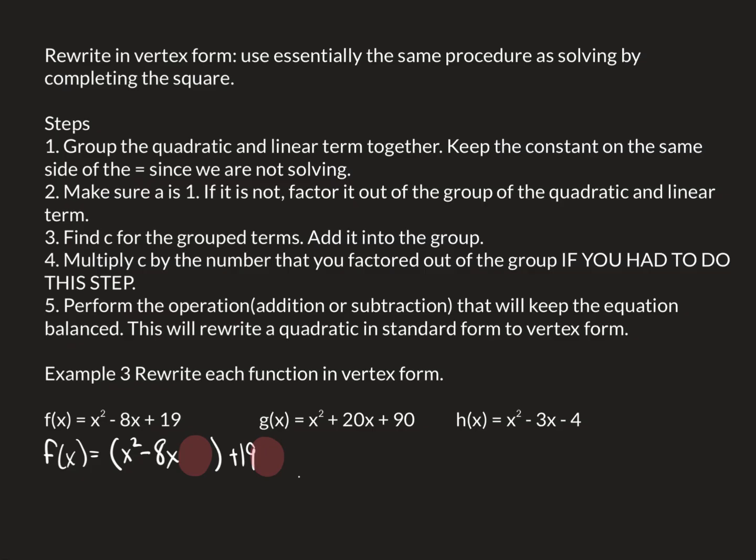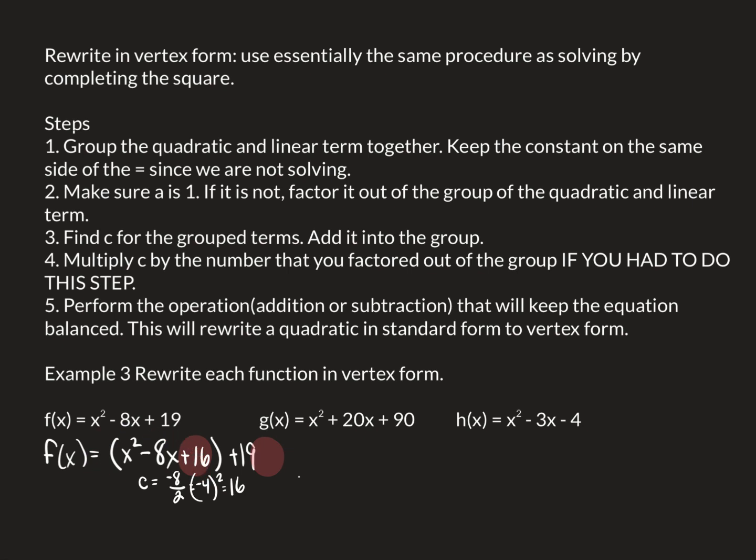Find c for the group terms, add it into the group. Okay, so c is going to be negative 8 divided by 2, b divided by 2, which is negative 4, and square it, which is positive 16. Add c inside the group. So I did that. Now, the next thing it says, multiply your c by the number on the outside if you have one. So 16 times 1, that's positive 16. And I didn't have to do that step, said if you had to do that step.